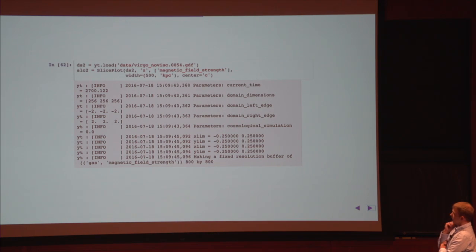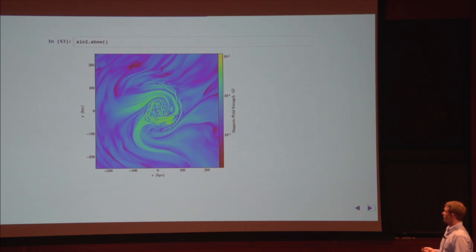Okay, so what if I wanted to take another data set? This is the other data set that I haven't shown at all yet in this talk, but this happens to be my data set. This is an Athena data set that's been converted to a slightly different format just to make life easier for this talk. Here I'm taking a slice plot of the magnetic field strength. The slice is taken perpendicular to the z-axis, and I'm telling it that the center is C, which corresponds to the domain center, and the width of the slice is 500 kiloparsecs. And that's what that looks like.